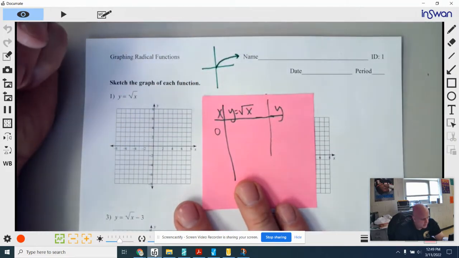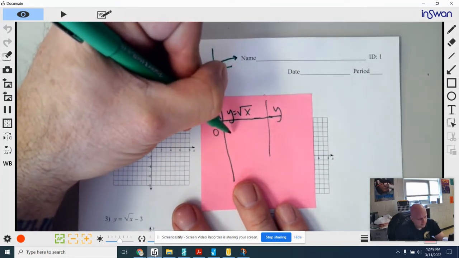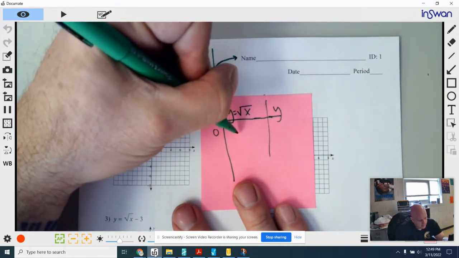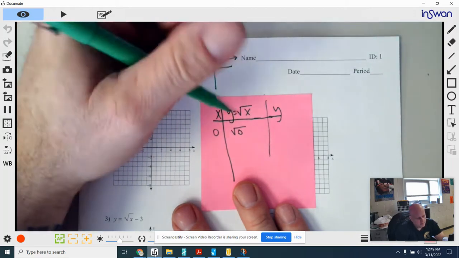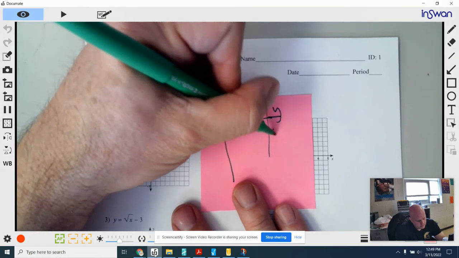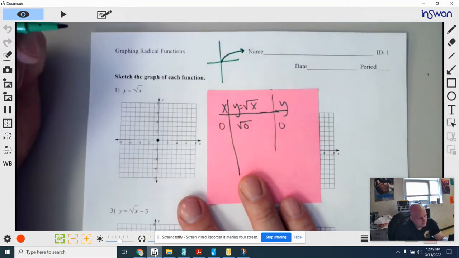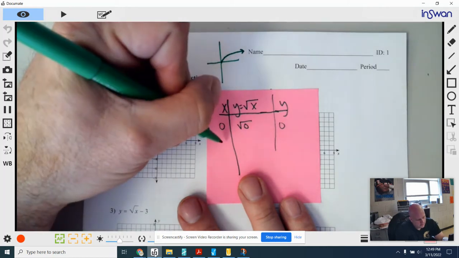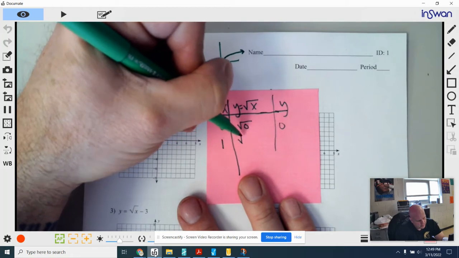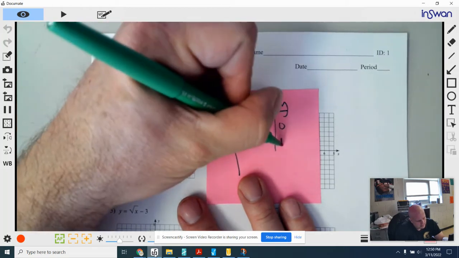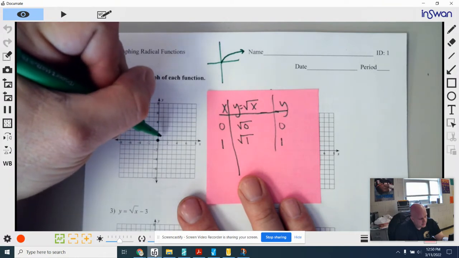I always like to start with 0 if I can use it, because it makes things really easy. So if I'm plugging in 0 for X, it's saying what's the square root of 0? Well, the square root of 0 just equals 0. So 0, 0 is going to be a point. Okay, if I plug in 1, let's say, what's the square root of 1? Well, that's 1. So I plugged in 1, out came 1.